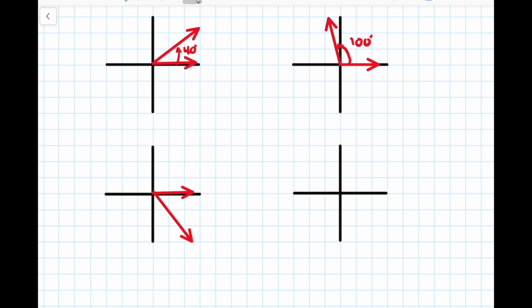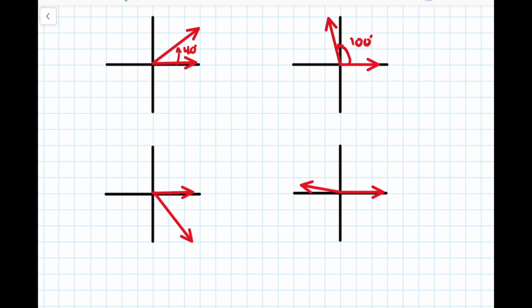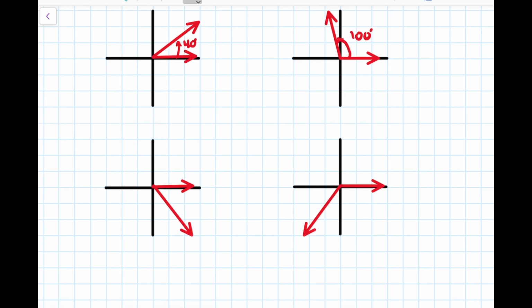And then our last one, of 230 degrees, that's going to be in quadrant 3. And it's also pretty close to half, just a little bit off. So there we go. We've got our original angles rather. So this one is 310, and this one is 230.